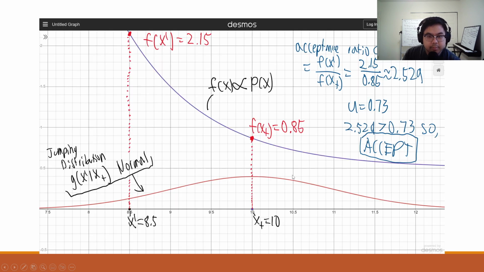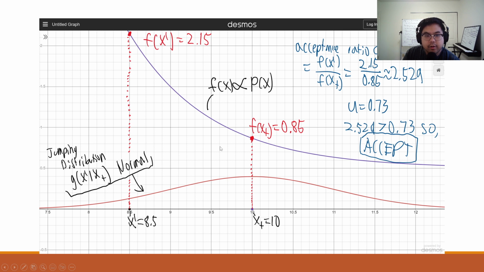Now let's look at an example of this. So we have x sub t here at the center. This is the point we just picked. And this red curve here is a normal distribution centered at 10. And then we sample x prime, which is over here. It's this random sample, 8.5. And then we notice in the purple here, this is the proportional unnormalized density. And then we're just looking at the y values here, and then we're calculating this ratio.